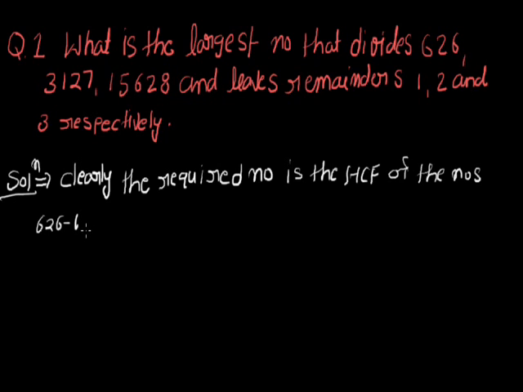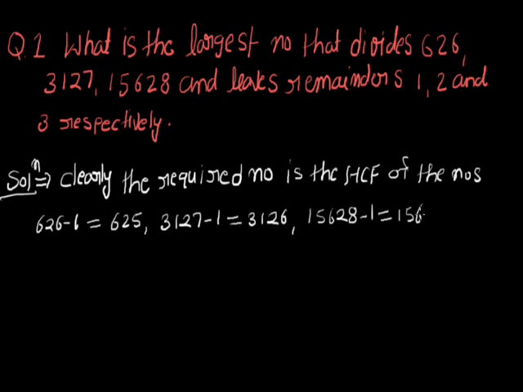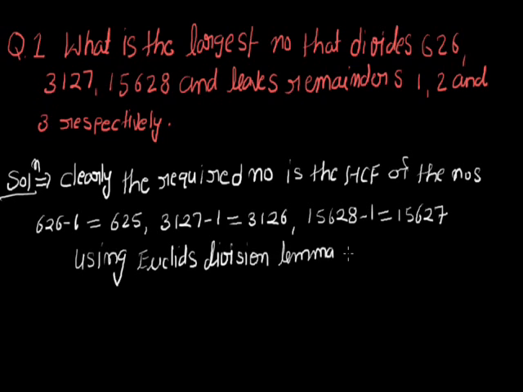minus 1 is equals to 625, then 3127 minus 1 is equals to 3126, and that is 15628 minus 1 is equals to 15627. Okay, now using Euclid's division algorithm lemma to find the HCF of all three numbers. Now we can write using Euclid's division lemma to find the HCF.